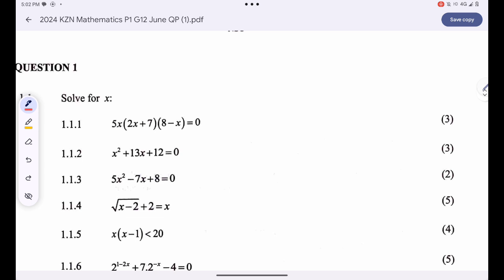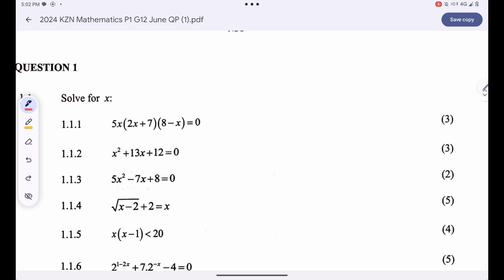Okay, first question: you're supposed to solve for x. Now, 1.1.1, we are given three things that are multiplied and the answer is 0. So if ever, guys, you have things that are multiplied and the answer is 0, we'll simply use the rule that says if a multiplied by b multiplied by c is equal to 0, it's either a is 0 or b is 0 or c is the one which is 0, right? Either one of the three things that are multiplying one another is equal to 0.